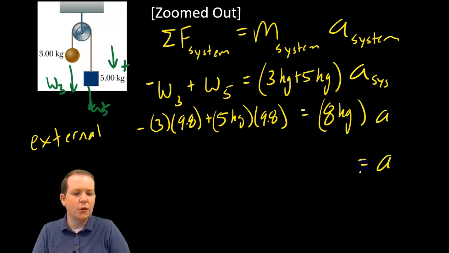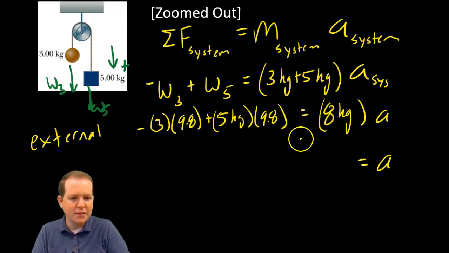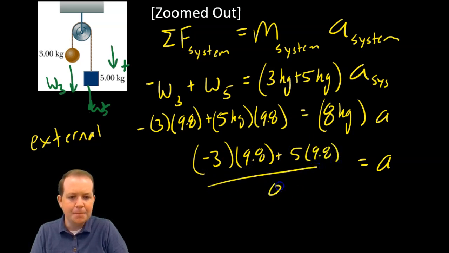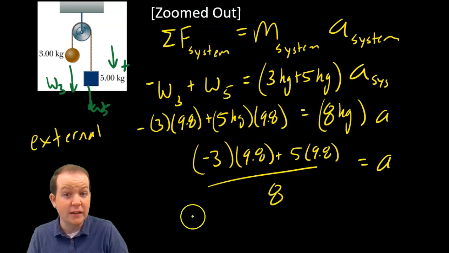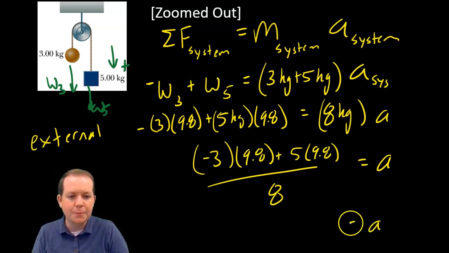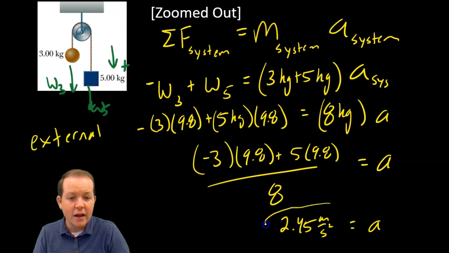So what's the acceleration equal to? I could just divide both sides by this. I have negative 3 times 9.8 plus 5 times 9.8 divided by 8. And let's plug this into our calculator. Lo and behold, I get the same value as before in my prior slide, about 2.45 meters per second squared.